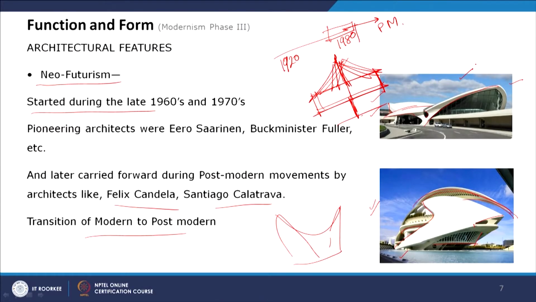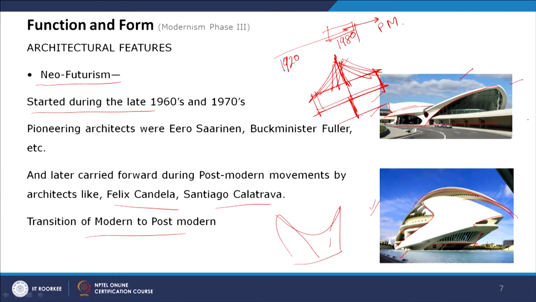In the neo-futurist style, if you look at the building, it has a lot of dynamic elements. It's not a static rectilinear box, it has a lot of fluid lines, and whenever there is a fluid line, it adds to the dynamic element of the building. If you look at this TWA terminal, it looks like the bird is about to fly. Though it is static architecture, it gives a sense of dynamism. It gives a sensation that the bird will just fly from this land, and some change in visual will happen.